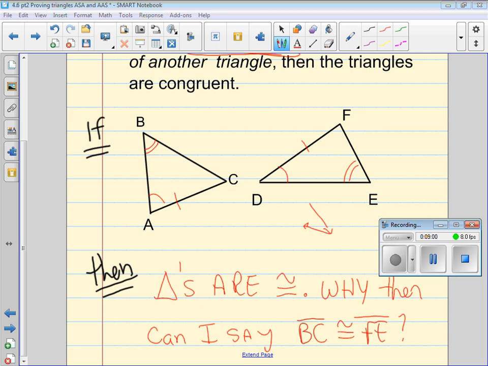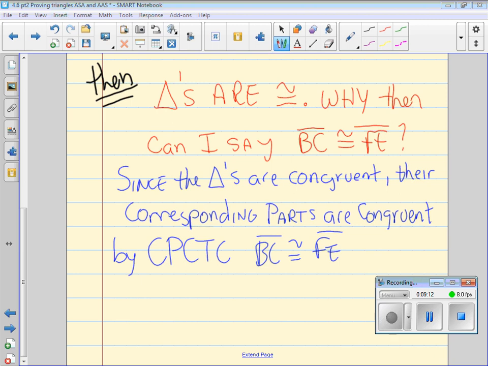Okay, and put me on pause. See if you can think it through. If you're just writing what I'm writing, you won't remember it, and that's not a good way to learn. So let me encourage you to go back and look at it and think it through, and then you'll own it. Okay, since the triangles are congruent, their corresponding parts are congruent by CPCTC. So therefore, BC is congruent to FE.